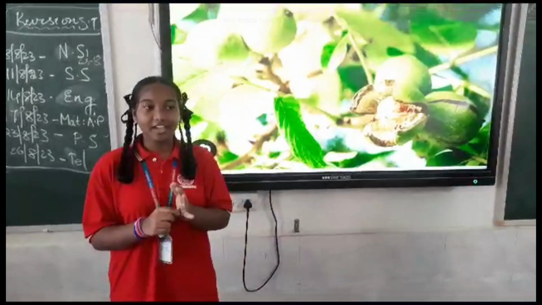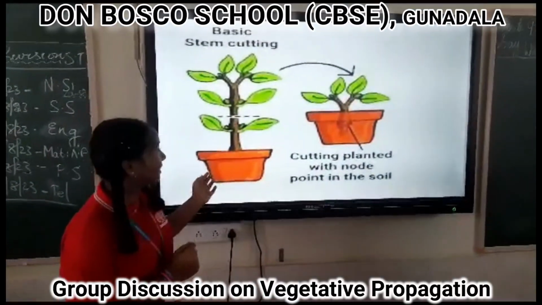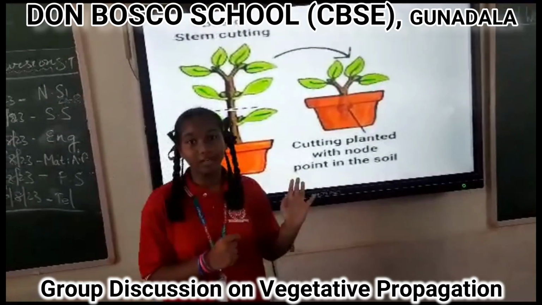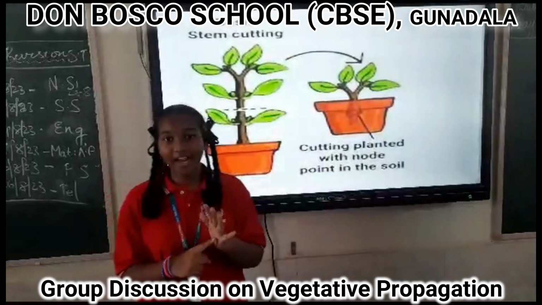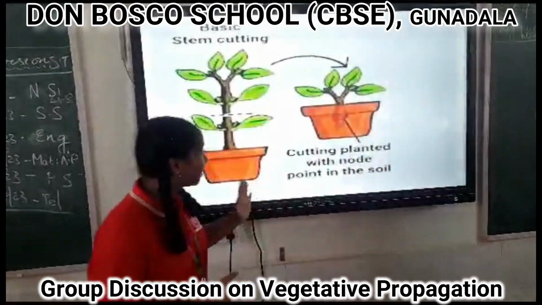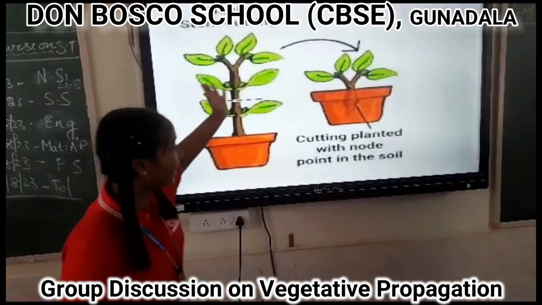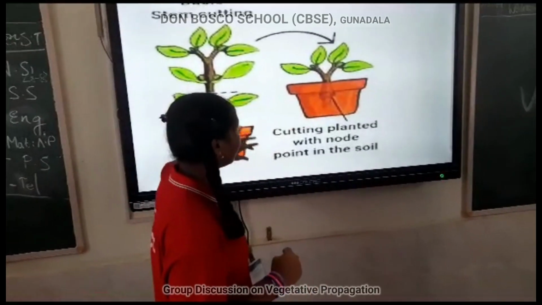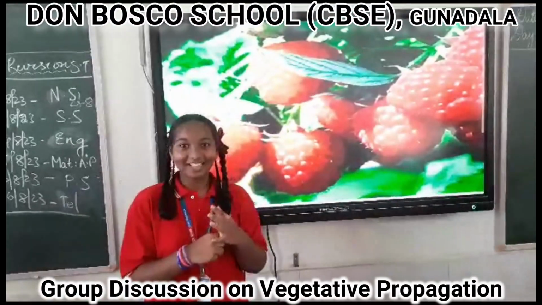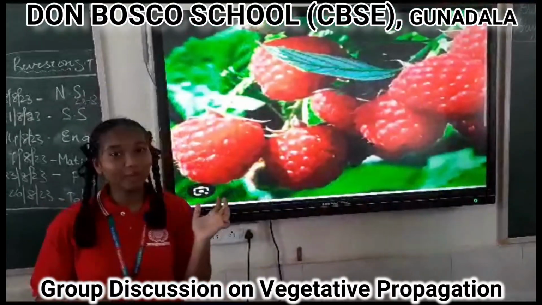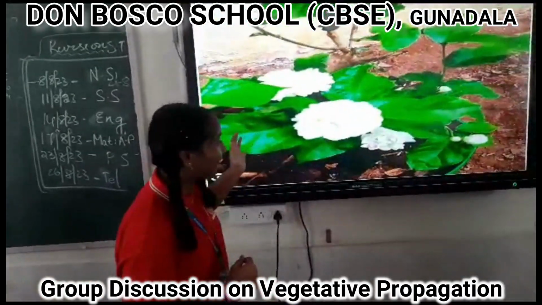Another method is cutting. Cutting is an example of vegetative propagation in which the vegetative part of the stem can be cut and buried into the soil, and it has nodes and auxiliary buds. The stem of one plant can be cut and buried to grow another plant. Then the stem was cut. And examples of cutting are raspberry and the jasmine plant.